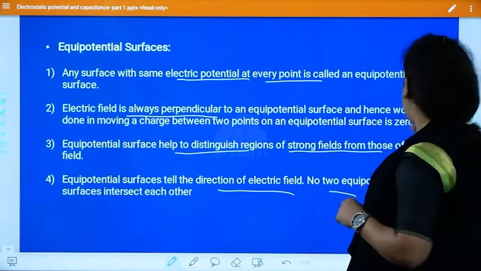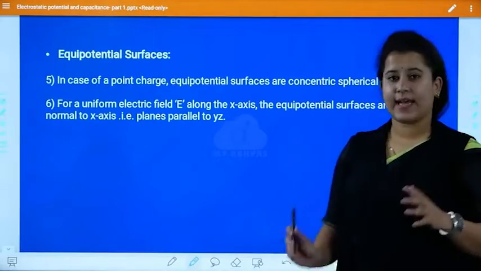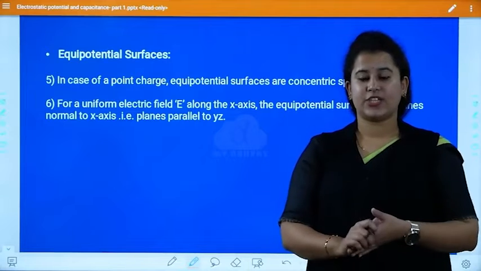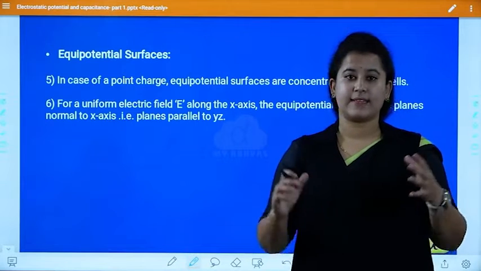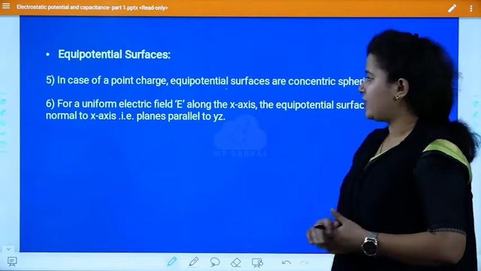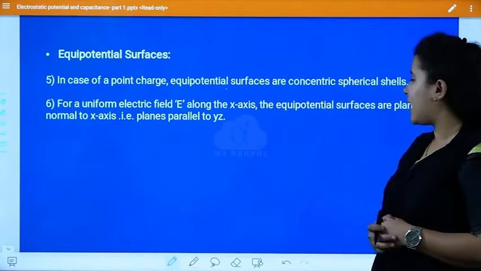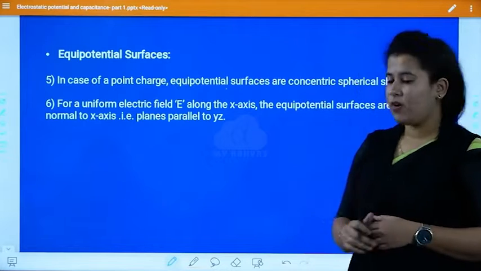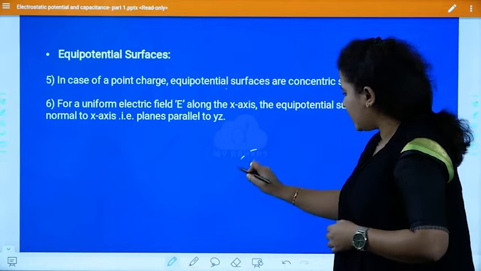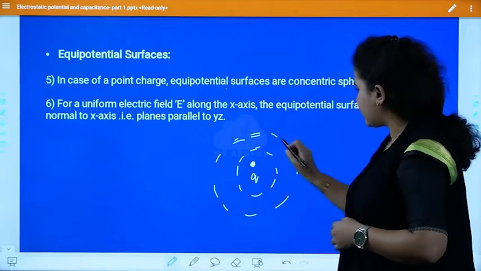Moving on to the next slide, because once we know the characteristics, I can easily tell you how it varies in the point charge, in a linear charge, and also when two charges are taken. Next, coming to the fifth point. In case of a point charge, equipotential surfaces are concentric spherical shells. I just took an example here. It was a charge Q and the equipotential surfaces were taken as spherical surfaces, right?